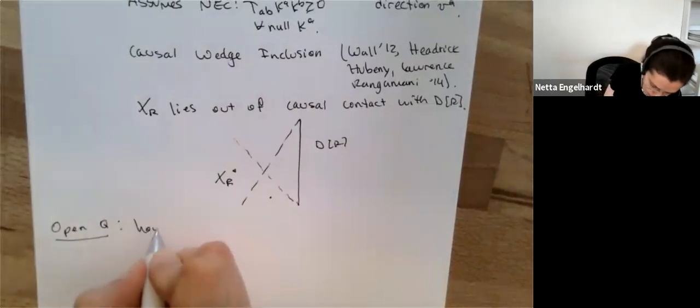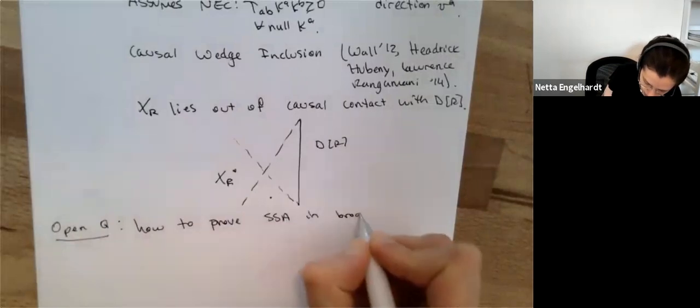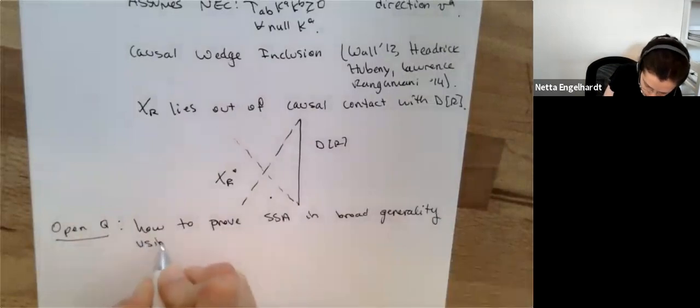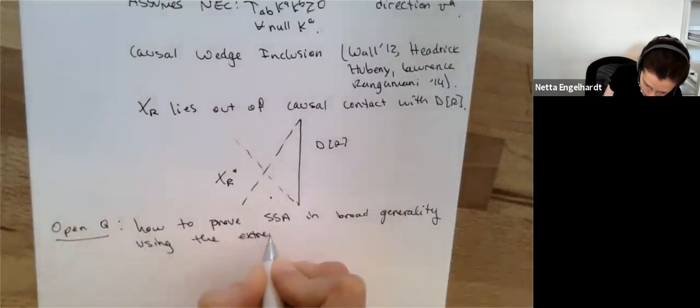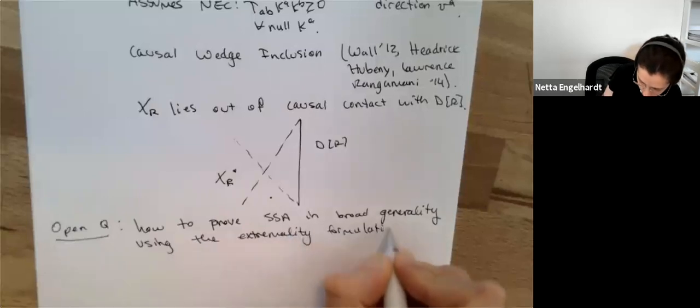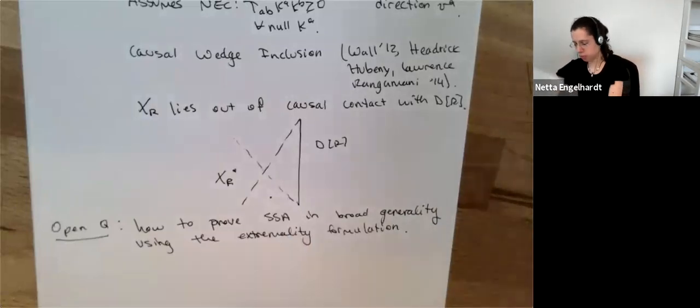How to prove strong subadditivity in broad generality using the extremality criterion formulation. As far as I know, this has not been done. And in order to prove strong subadditivity, we actually have to go to a different formulation of the holographic entanglement entropy proposal, which was formulated by Aaron Wall, the so-called maxi-min formulation.